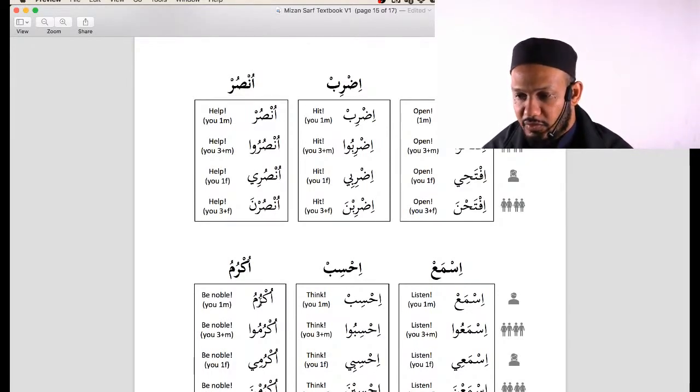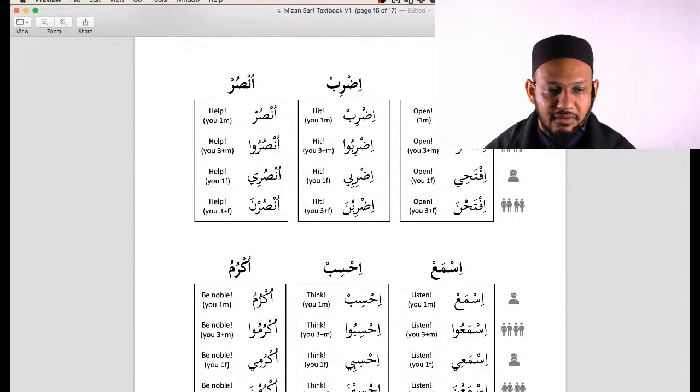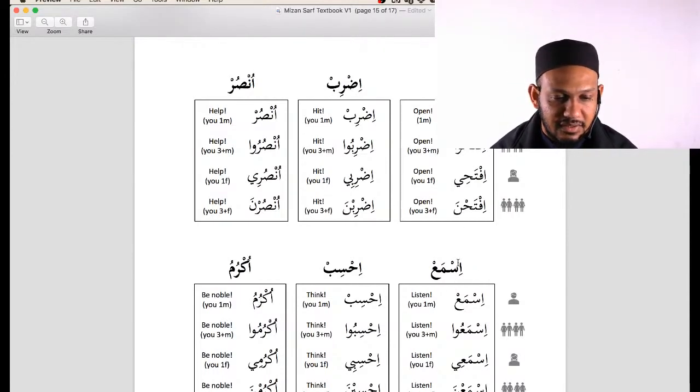Okay. So when do I use an I? Can you see here? Isma, sami'a, yasma'u, fataha, yaftahu. If the middle letter is an A or an I, I use an I at the beginning. If the middle letter is an A or an I, then I use an I at the beginning.